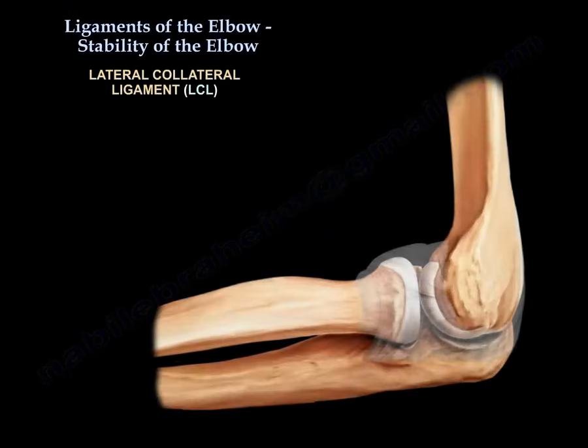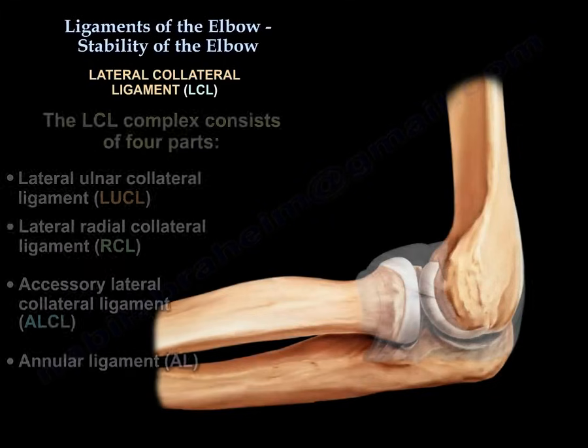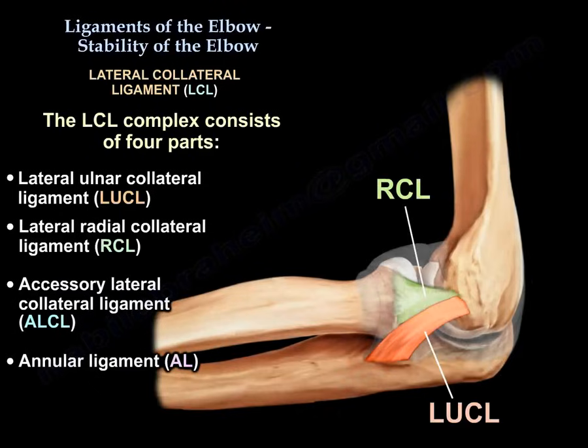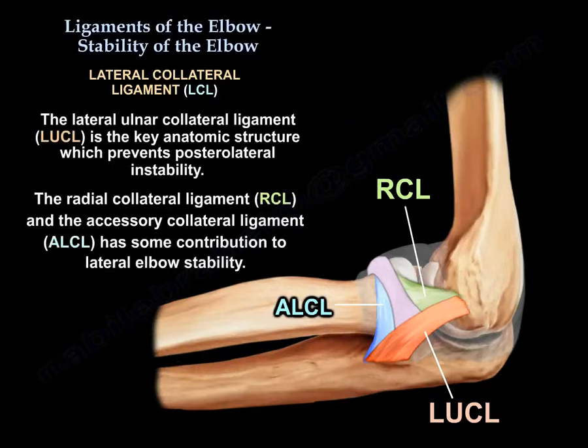Now let's talk about the lateral collateral ligament. The lateral collateral ligament complex consists of four parts: the lateral ulnar collateral ligament, the lateral radial collateral ligament, the accessory lateral collateral ligament, and the annular ligament. The lateral ulnar collateral ligament is the key anatomic structure which prevents posterolateral instability. The radial collateral ligament and the accessory collateral ligament has some contribution to lateral elbow stability.